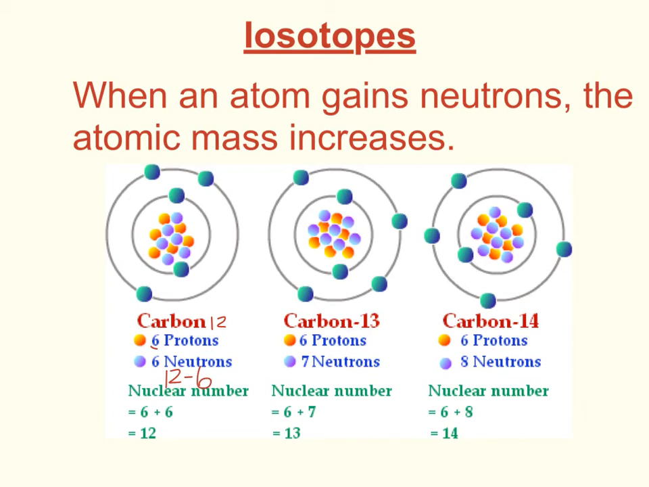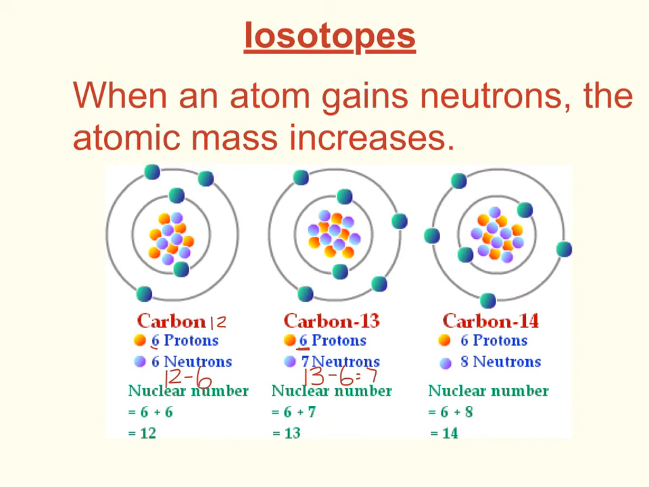However, for carbon-13, since this is an isotope, the number of protons is still 6 because the atomic number of carbon will not change. It's still 6. But the number of neutrons, again, I take my atomic mass, which is now 13, and I subtract 6, and I find that carbon-13 has 7 total neutrons.